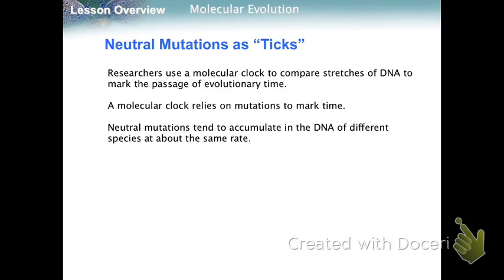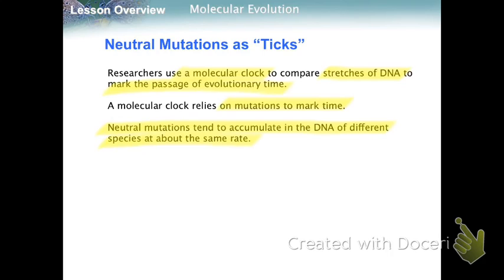We're also going to talk about molecular clocks. Scientists use molecular clocks to compare stretches of DNA to mark the passage of evolutionary time. So what we do is we use mutations to mark that time. Neutral mutations tend to accumulate in the DNA of different species at about the same rate. We've talked about how mutations are random. They just kind of happen.